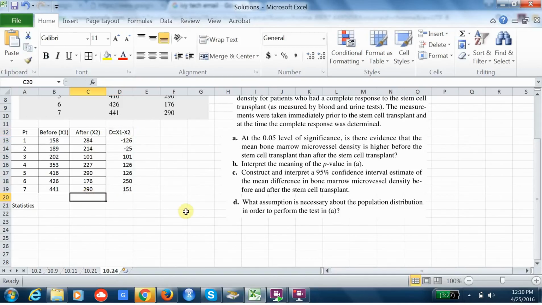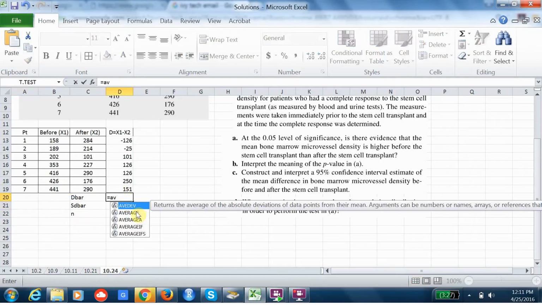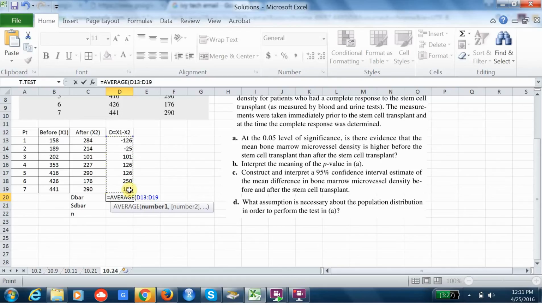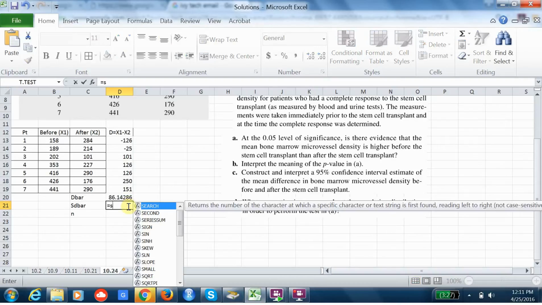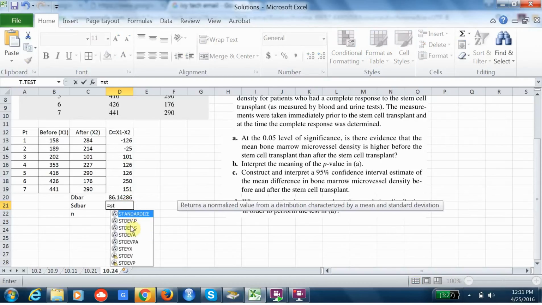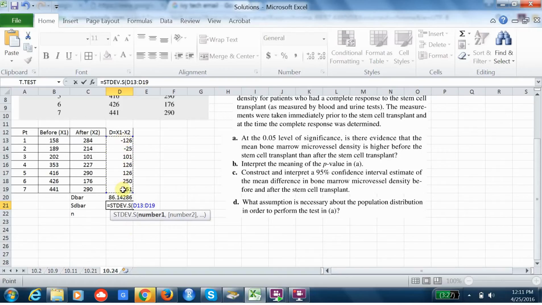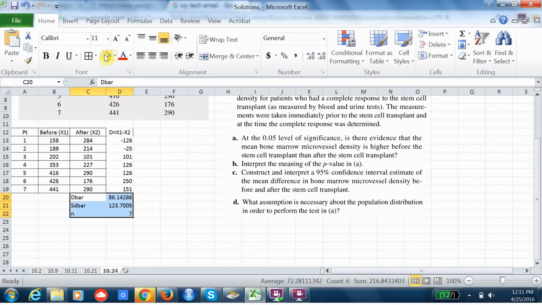Okay. So now I want a couple things here. I want d bar, I want the standard deviation of d, and I want the sample size. So this is going to be the mean of the differences. This is what we do when we have a paired t-test. Notice that it's positive, and that's good because we're testing to see if this statistic is going to be positive. I'm going to take the sample standard deviation also of these differences, and n is equal to 7. Okay, so these are going to be the values that I actually work with.